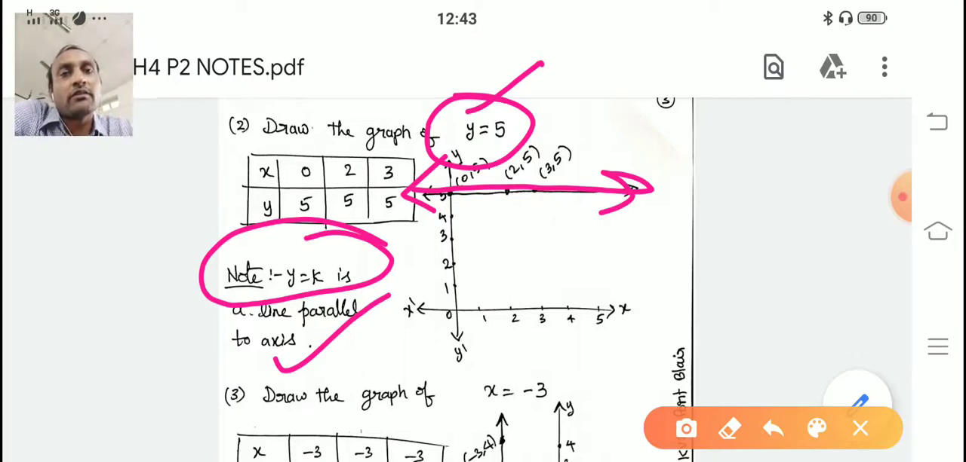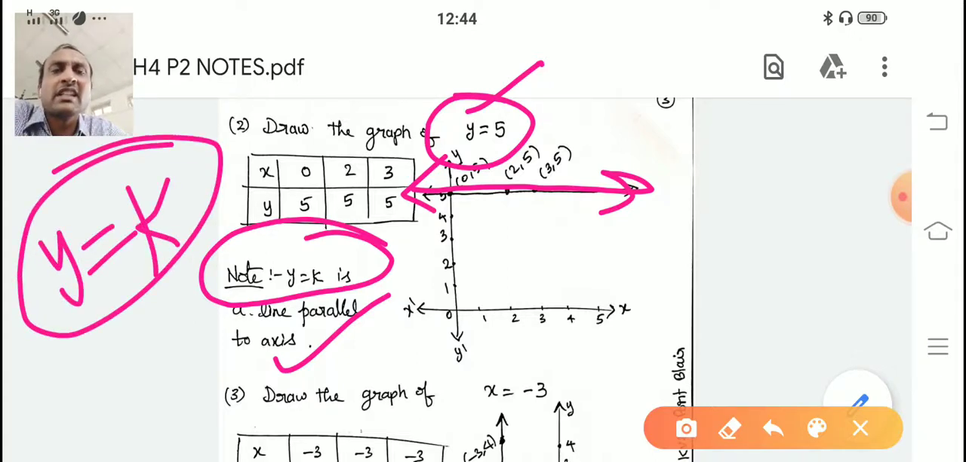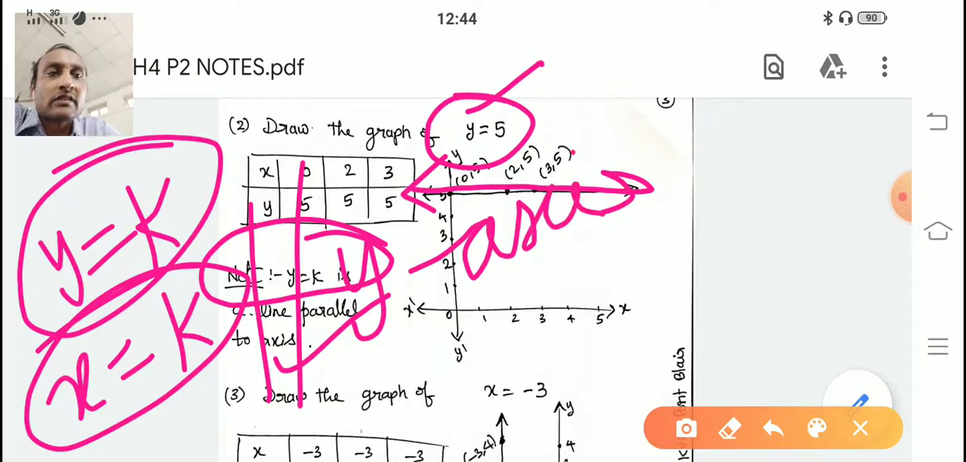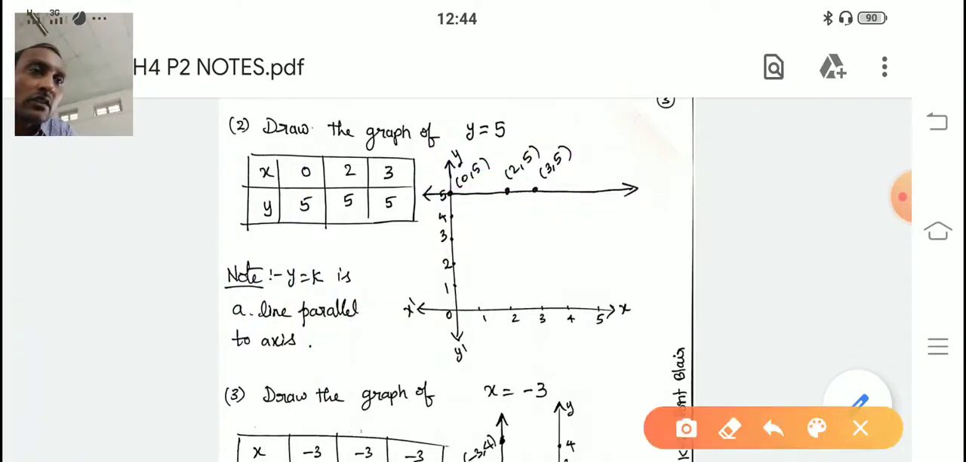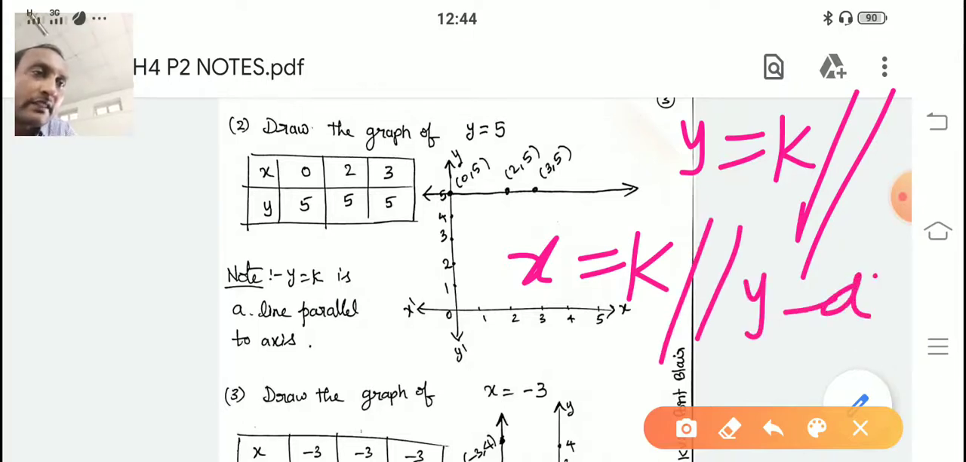What is the general form of the line? Any line parallel to the x axis is y is equal to k. Similarly, x is equal to k is the line parallel to the y axis. So, y is equal to k is the line parallel to the x axis, and x is equal to k is the line parallel to the y axis. Remember.